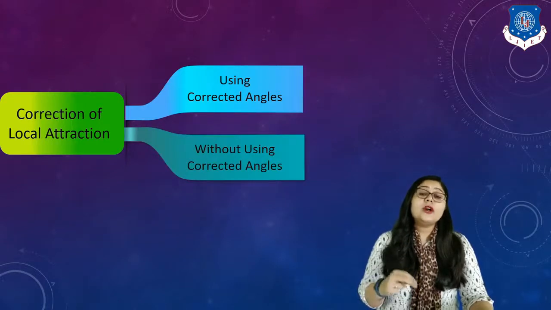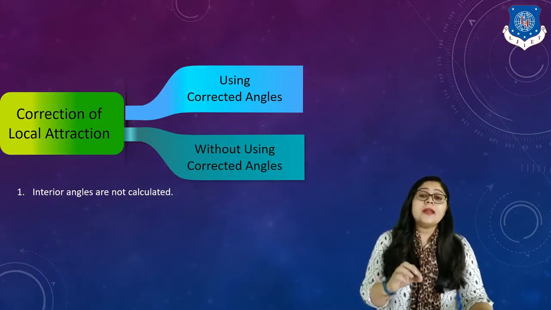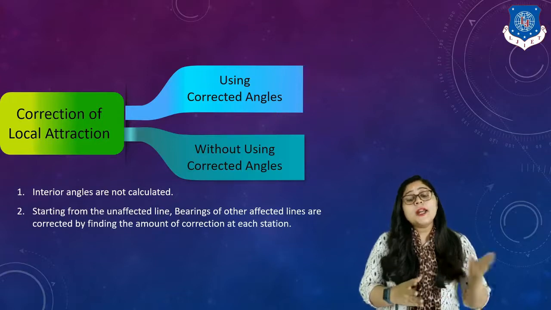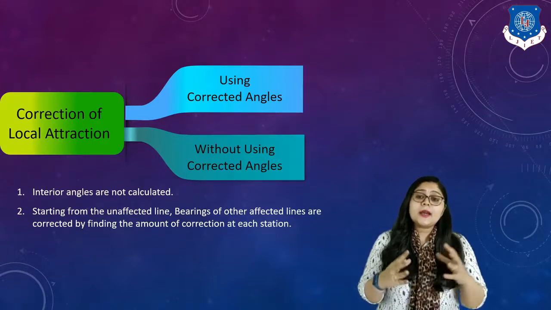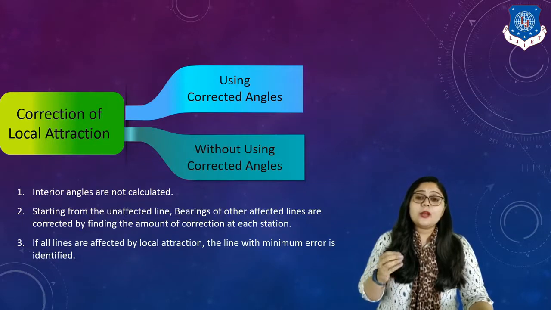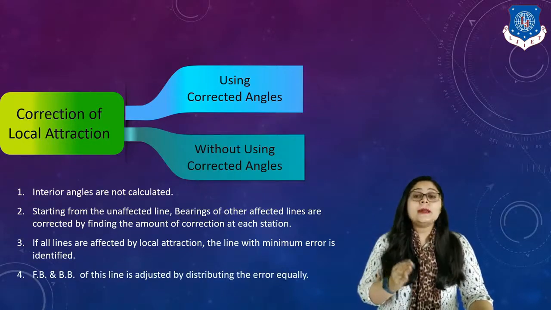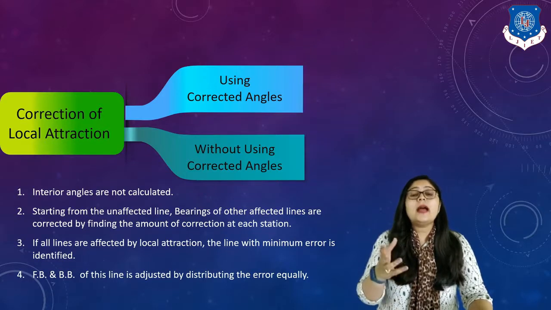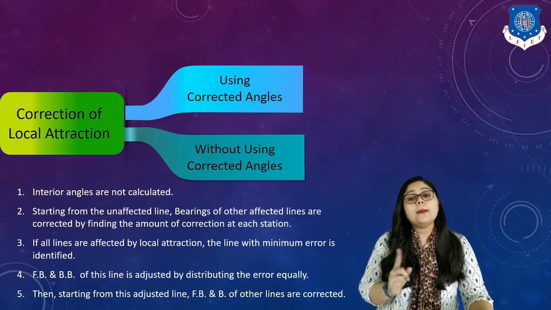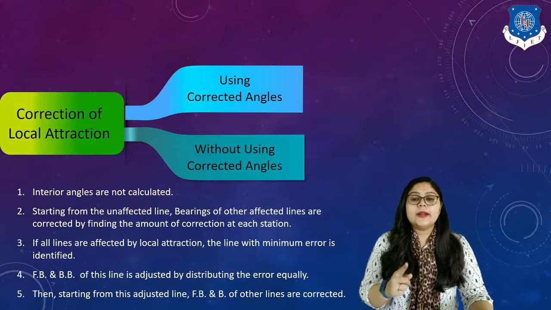The second method is without using corrected angles, and there are different steps. The first one is that the interior angles are not calculated. That is the difference between these two methods, right? Secondly, starting from the unaffected line, the bearings of other affected lines are corrected by finding the amount of correction at each station. And if all lines are affected by local attraction, then the line with minimum error is identified. Then the forebearing and back bearing of this line are adjusted by distributing the error equally, right? And then, starting from the adjusted line, the forebearing and back bearing of other lines are corrected. So these are the steps followed when we talk about without using corrected angles, right?